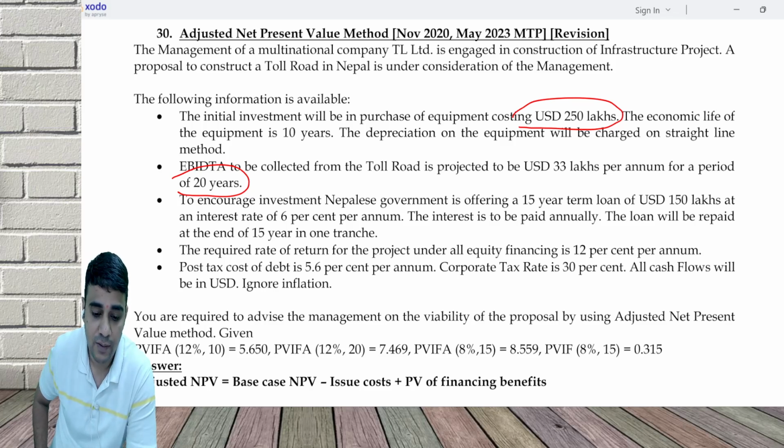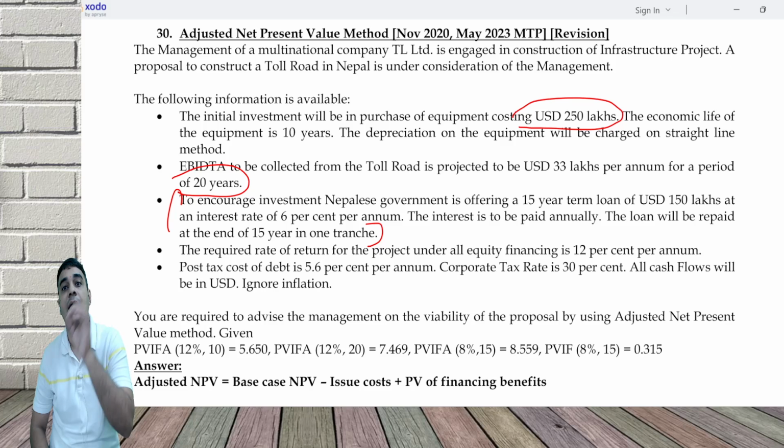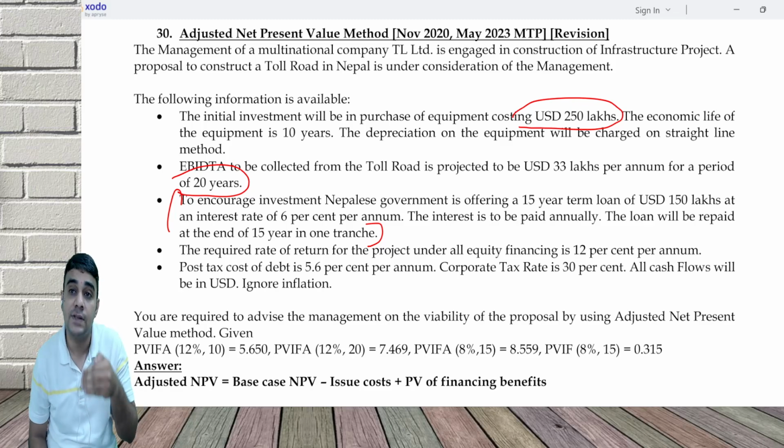To encourage investment, let's ignore this data for the time being. This is the debt financing benefit. Required rate of return under all equity financing is 12%. So first we calculate base case NPV using 12%. Then we will bring the concept of debt financing benefit.